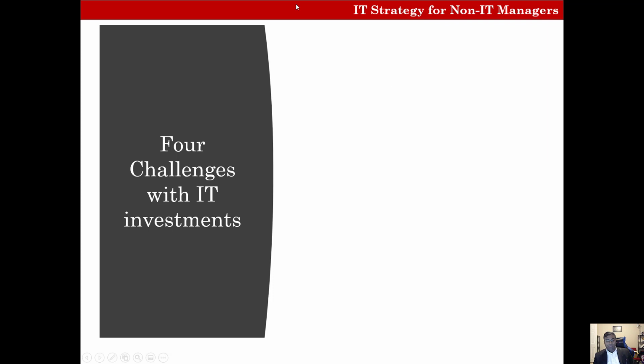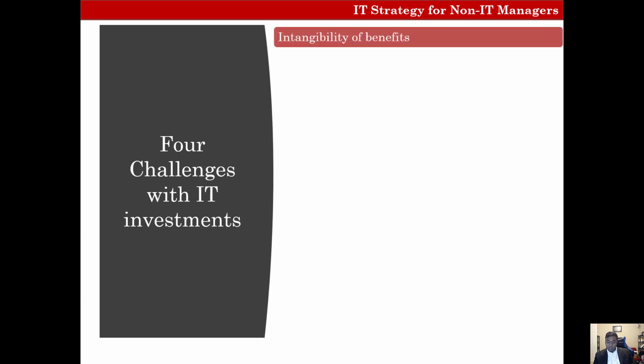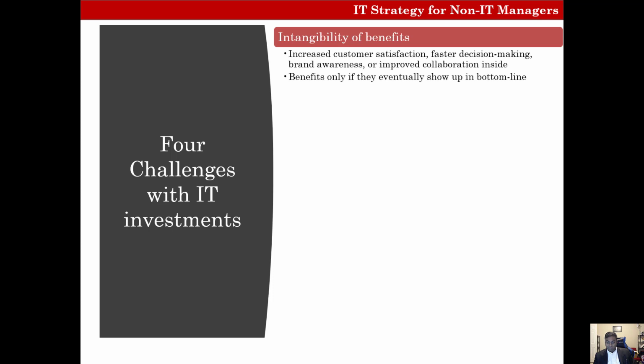So there are 4 challenges to measure IT investments, and it's different from the normal capital investments such as buildings and factories. First, many of its benefits are intangible: increased customer satisfaction, faster decision making, brand awareness, improved collaboration. Their intangibility can never be an excuse for poor fiscal discipline, because intangible benefits are benefits only if they eventually show up in the bottom line in measurable future prospects.